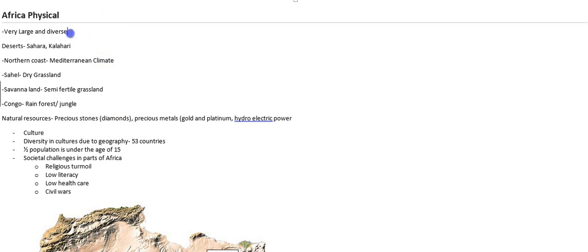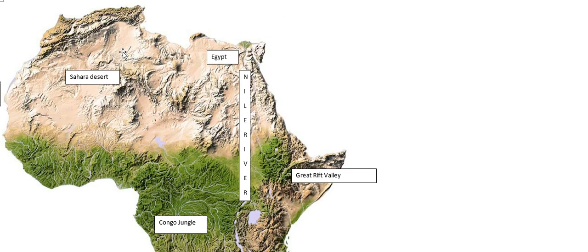Physical geography. Africa is very large and diverse. In fact, there is only one larger continent, which you probably all knew about before you heard that from me. In that desert, you can find sand, rock, and also volcanic mountains. They are not overly active like other parts of the world.